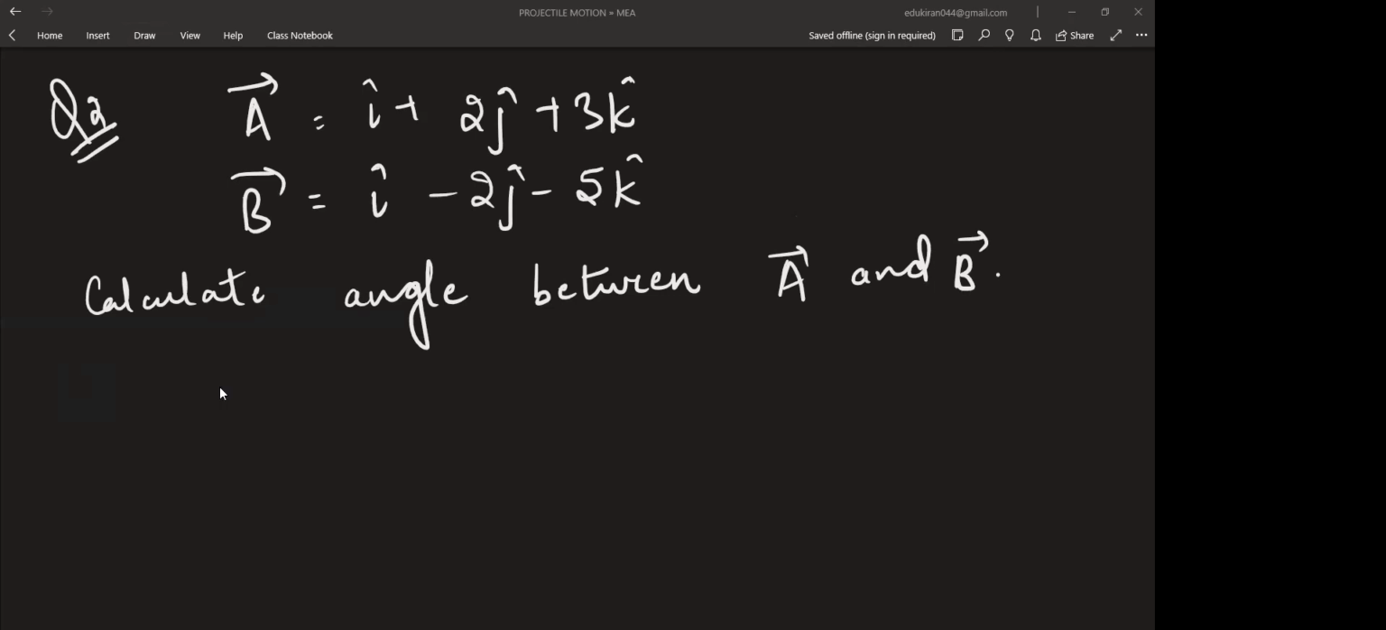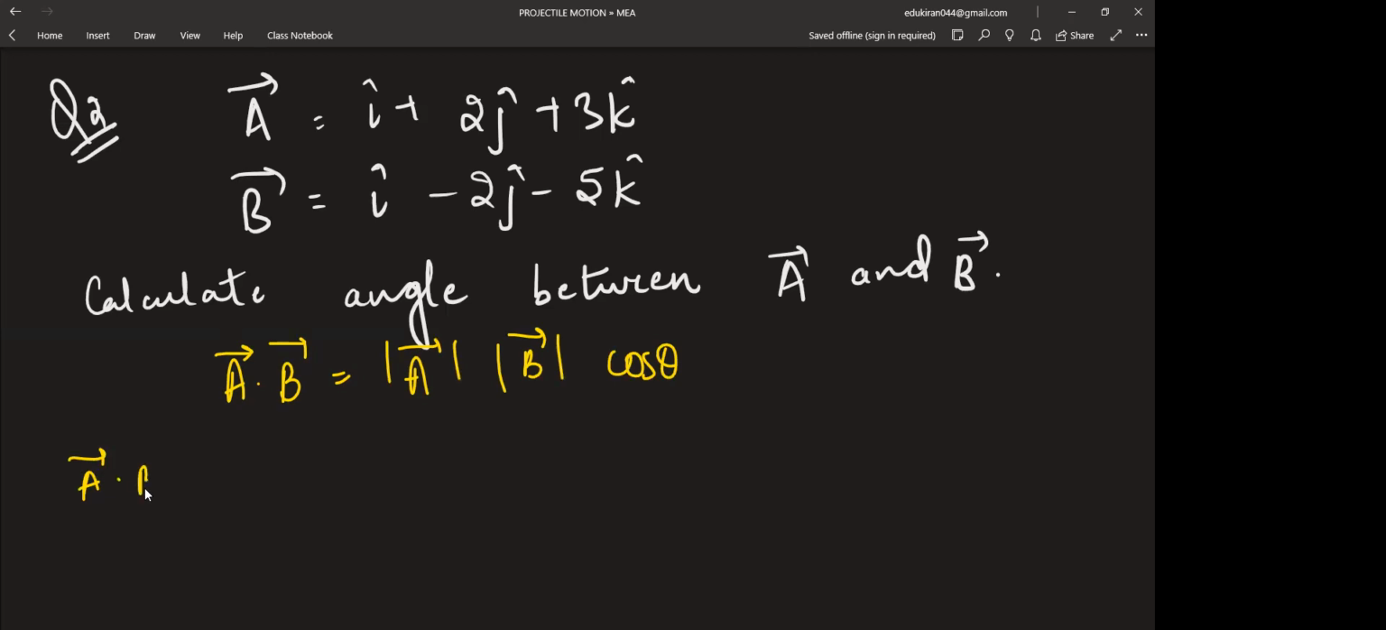So see, we know that A dot B is equal to magnitude of A multiplied by magnitude of B multiplied by cos theta. Now we have to get cos theta from here, so we require this and this. Let us find out A dot B first.